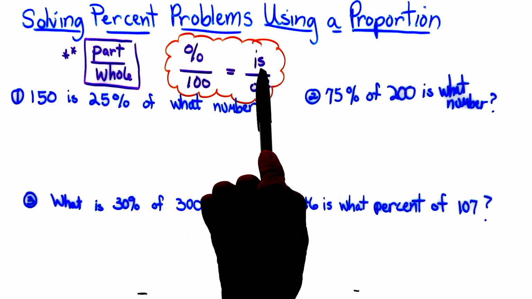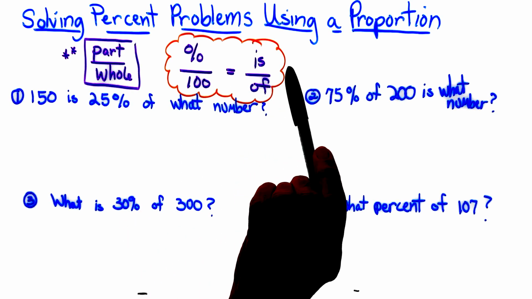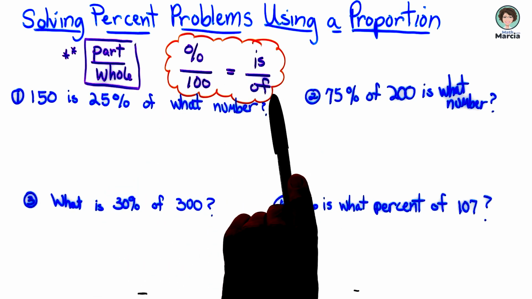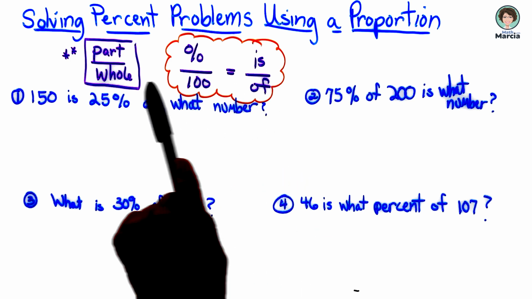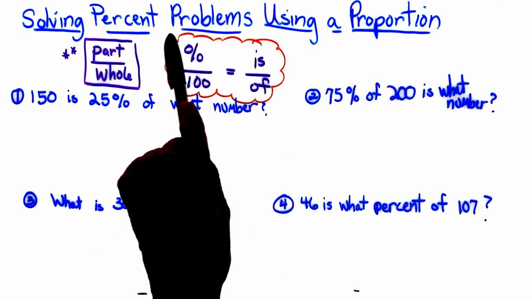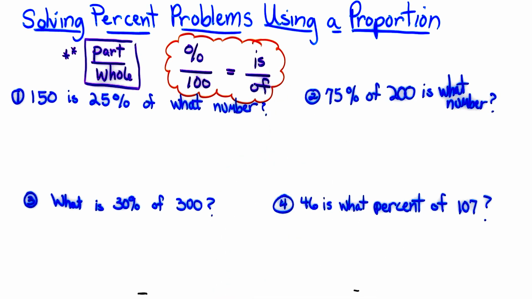You're going to see as we look at the problems, there's going to be a number near "is," which represents the part, and near "of," there will be a number which represents the whole amount. So again, this is the proportion we will be using for every one of our problems. So let's start by looking at number 1.